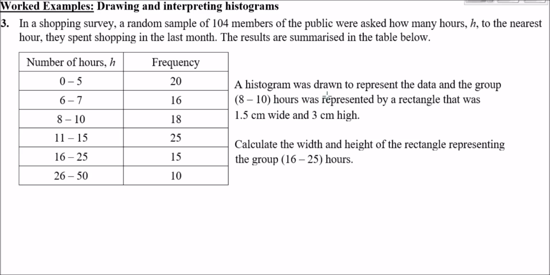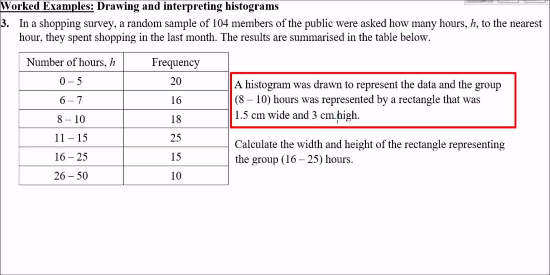The key bit of information we're told here is this. A histogram was drawn to represent the data, and the group 8 to 10 hours was represented by a rectangle that was 1.5 centimetres wide and 3 centimetres high. We now need to calculate the width and height of a rectangle representing the group from 16 to 25 hours. So like I've said, this paragraph is going to be key to answering the question.